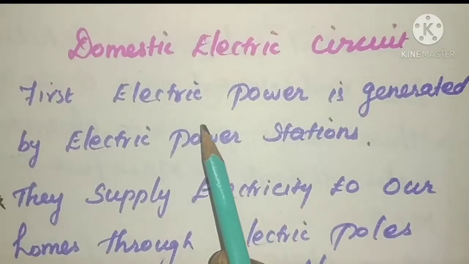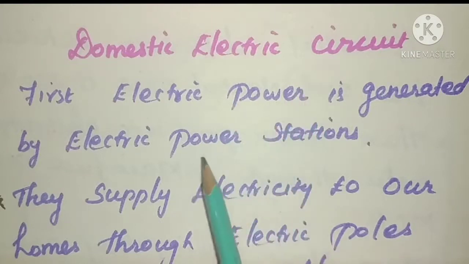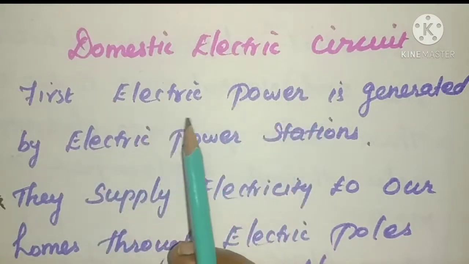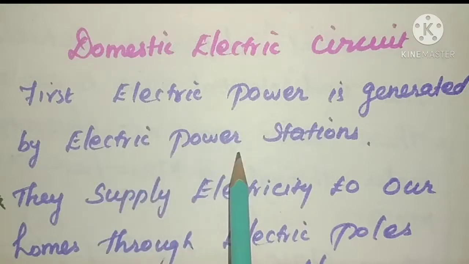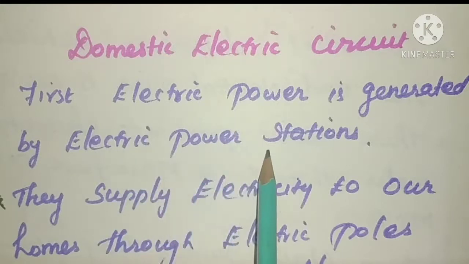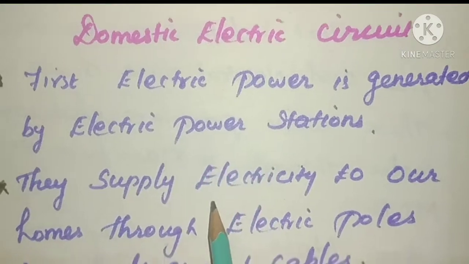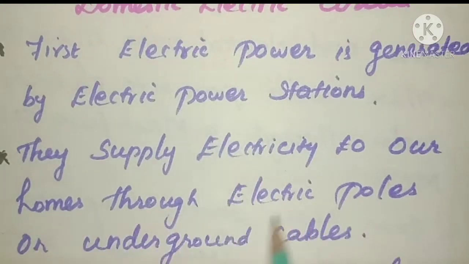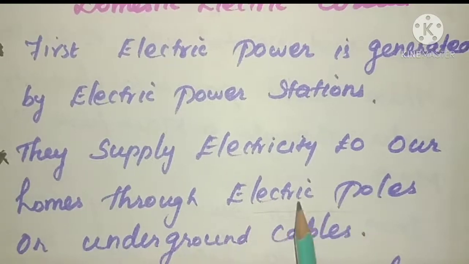Now you can go through the important points of the domestic electric circuit. First point: the electric power is generated by the electric power station. From the power station, it is supplied to our homes through electric poles or underground cables. These electric poles are also called overhead cables. In big cities, overhead cables are not possible, so they use underground cables. In the villages, we use electric poles, that is, overhead cables.